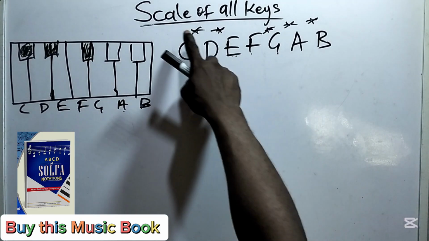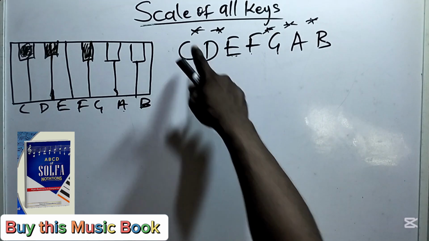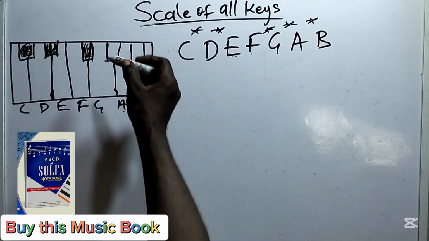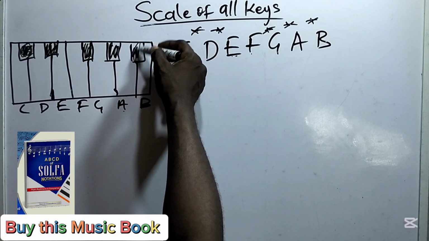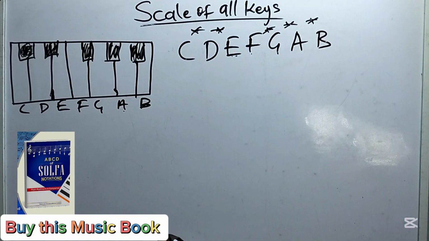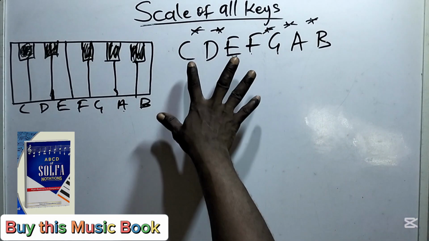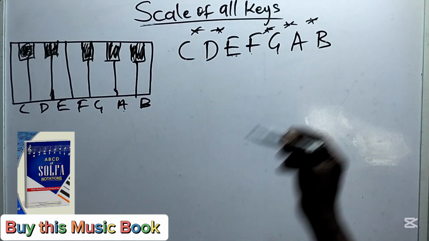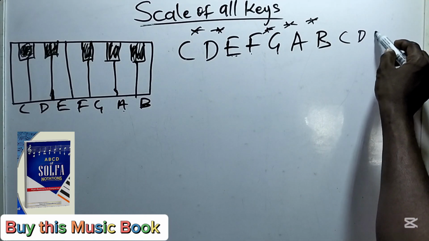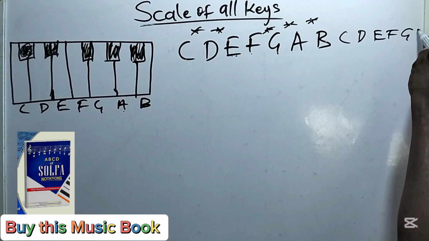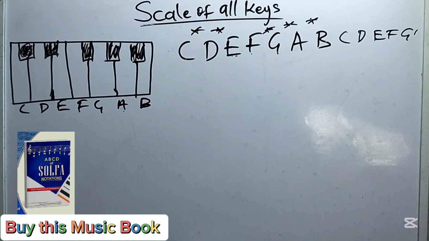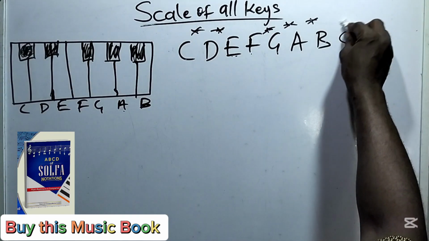7 natural keys and 5 sharp and flat. These ones that are black in color are called sharp and flat. I have done it in previous videos, so I will not keep on repeating. So this is how they are arranged. You understand? And once you stop at B, you continue C, D, E, F, G, and it continues like that.